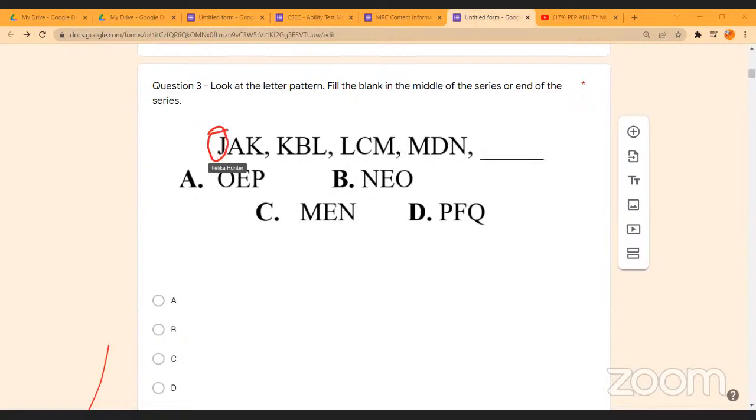That is JKLM. So that means the next letter will be what? So the first letter on this line would be what? N. All right. So we figured that first part out. Now let's figure out the second part. What is happening with the second part?